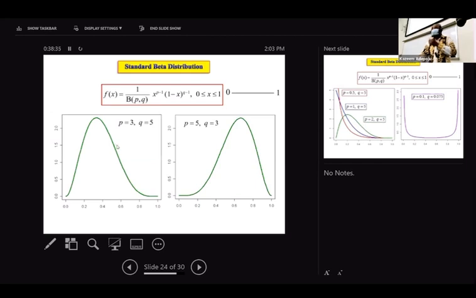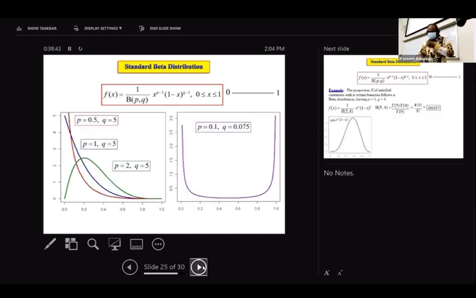Take a look at this. I'm just trying to show the world. When I vary the parameters, I get different shapes. It's more flexible. The most flexible probability distribution in statistics is the beta distribution. Look at that. You can have different kinds of shapes when you vary the parameter.